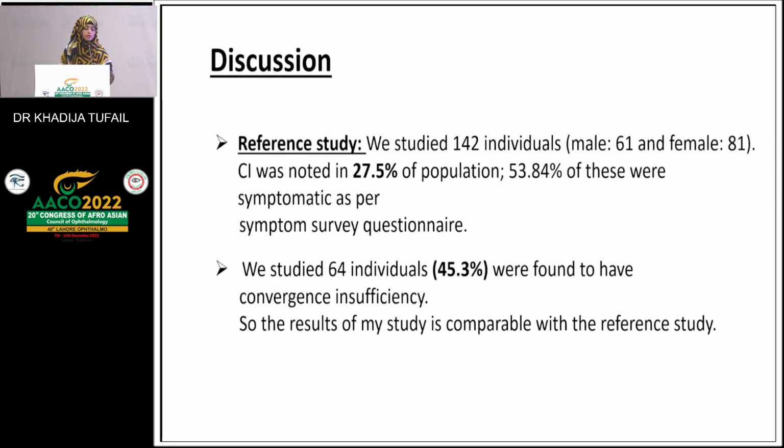My reference study took 142 individuals in total, 61 were male and 81 were female. Convergence insufficiency was noted in 27.5% of the population, and 53.84% of these were symptomatic as per the symptom survey questionnaire. And I studied 64 individuals out of which 45.3% were found to have convergence insufficiency. So the results of my study are comparable with the reference study.